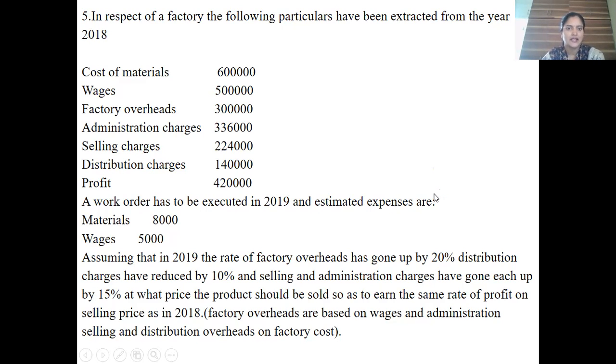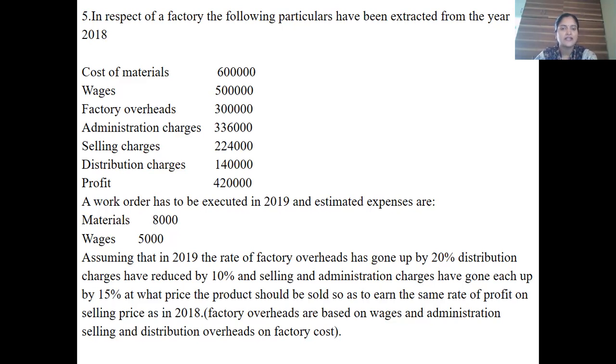Cost of material 6 lakhs, wages 5 lakhs, factory overheads 3 lakhs, administration charges 3 lakh 36,000, selling charges 2 lakh 24,000, distribution charges 1 lakh 40,000, profit 4 lakh 20,000. In this problem for the year 2018, all the information is given here. A work order has to be executed in 2019. This is what we call an estimation. For 2018, this is the cost they have given. For 2019, what is the cost that we need to calculate here.